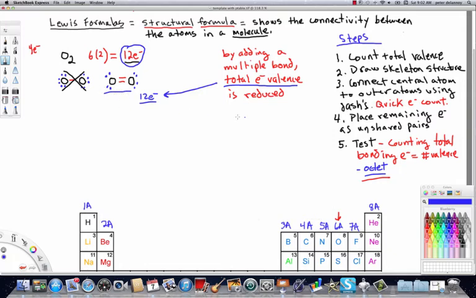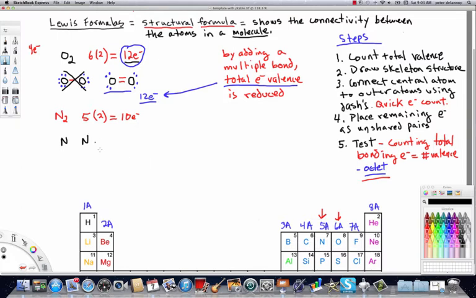Now let's look at my next example. We're going to look at nitrogen, which is another diatomic molecule. Its valence is 5, so we do our count. It's 5, and there are 2 nitrogen atoms in diatomic nitrogen, for a total of 10 electrons. We place the atoms side by side for the skeleton structure.